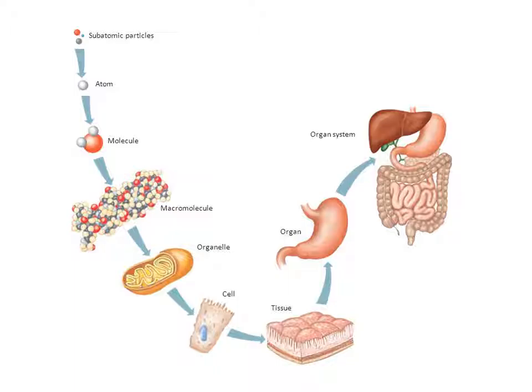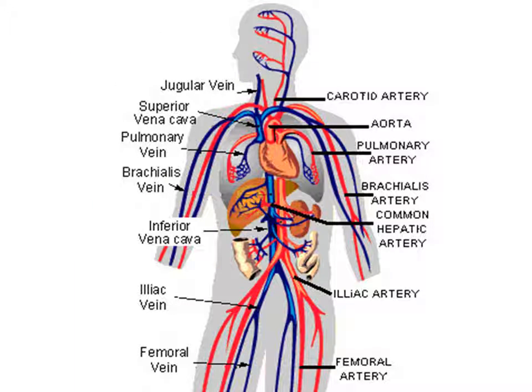Organelles are formed within the cell, and the cells form tissues, then organs, then organ systems like the digestive system pictured here. This is a depiction of the circulatory system. The red shows the arteries, which conduct blood that has oxygen away from the heart to the tissues, and the blue shows the veins, which take the blood that lacks oxygen back to the heart.